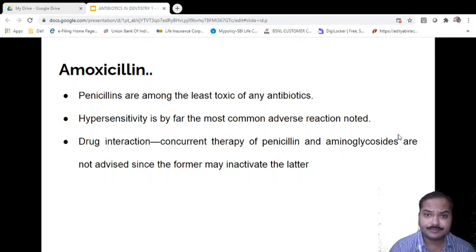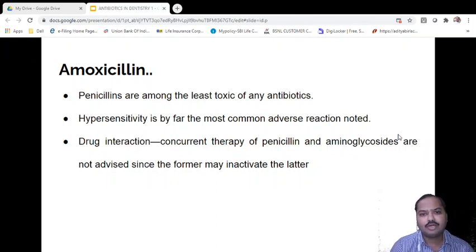Now, the adverse drug reactions of penicillins: they may be least toxic, and hypersensitivity has been found to be the most common adverse drug reaction noted with any penicillin. Then maculopapular rashes, urticaria, fever, bronchospasm, vasculitis, all these, and last but not the least, anaphylaxis can also occur with the use of penicillins. But these are more common with injectable varieties, not with the oral ones.